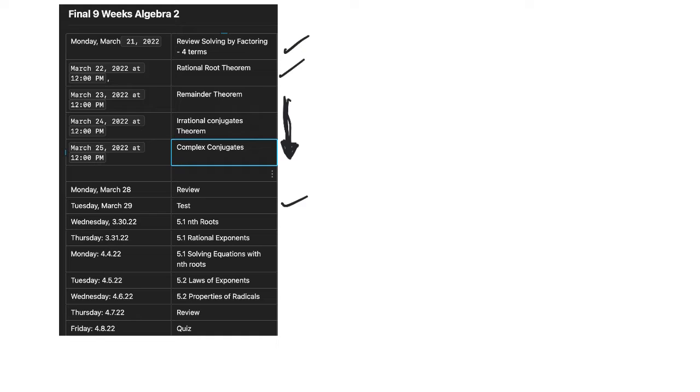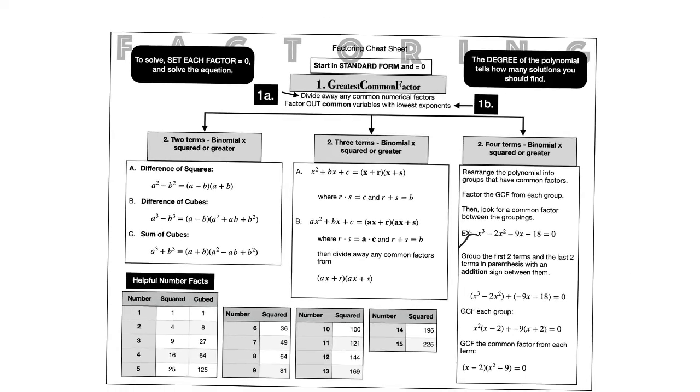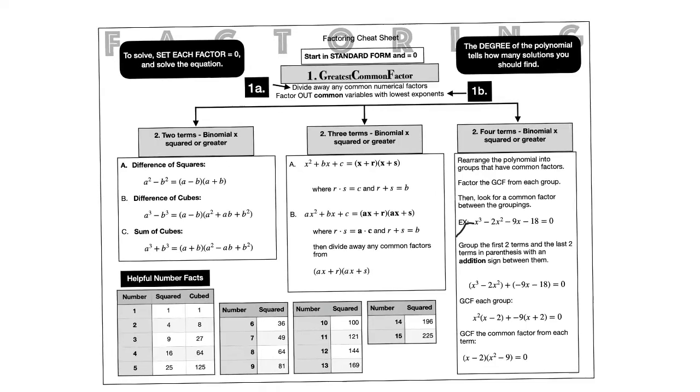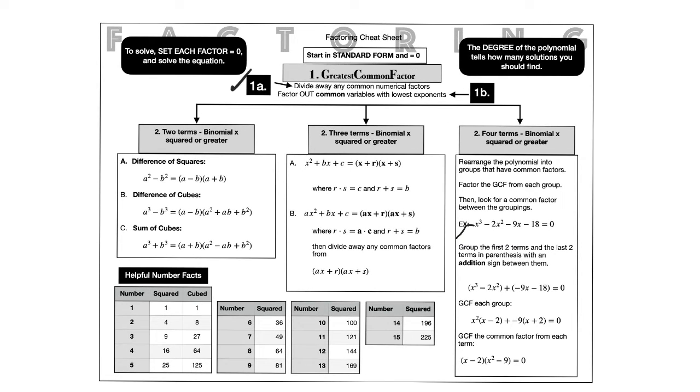So today, like I said, it's kind of some review stuff. Here we've got our review sheet for all the methods of factoring. What we're going to emphasize today, first off, is making sure we always do step 1A and 1B, the GCF stuff. Then either we'll have two terms or three terms to start out with. Then at the end of the lesson, we'll go to what happens if we have four-term polynomials.